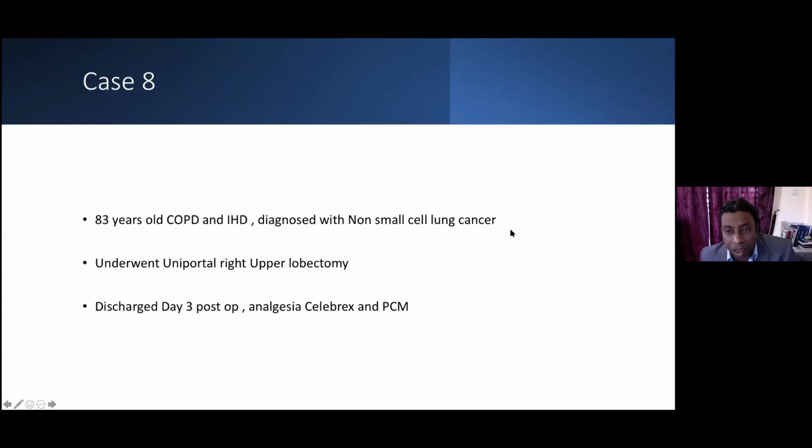After a good MDT and family conference with the patient, we thought the best option for him was to undergo surgery, as he was in early stage 1 lung cancer. So this gentleman underwent right upper lobe lobectomy through a uniportal VATS. He was discharged 3 days after surgery, and the only analgesia he took was Celebrex and PCM.